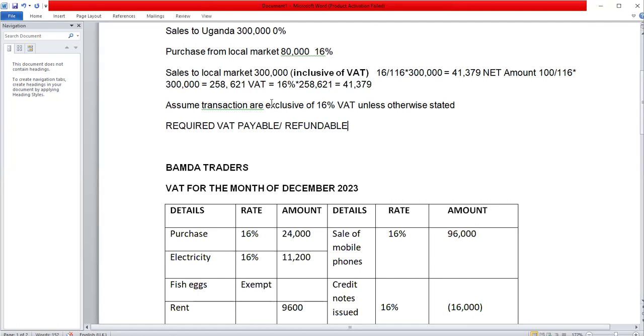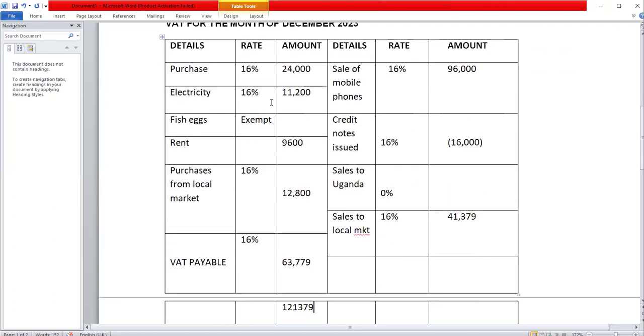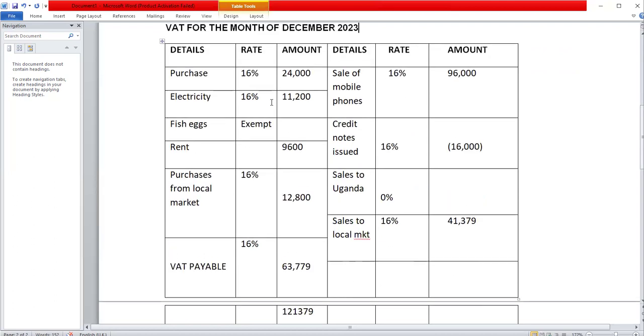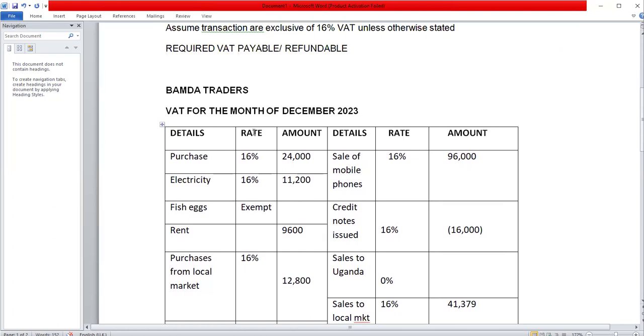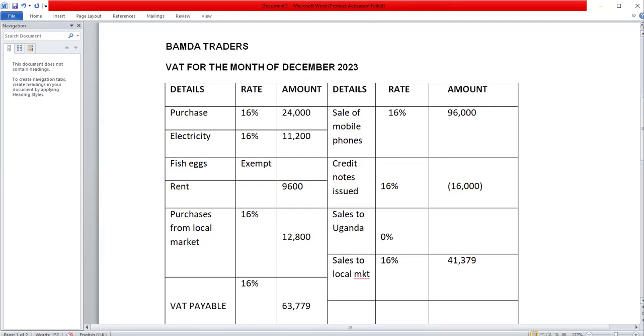Required: VAT payable or refundable. So this is the scheme that I prepared. First, I'll start with the heading, the Bumper Traders. Then we have VAT for the month of December 2023. So let's start with the output.